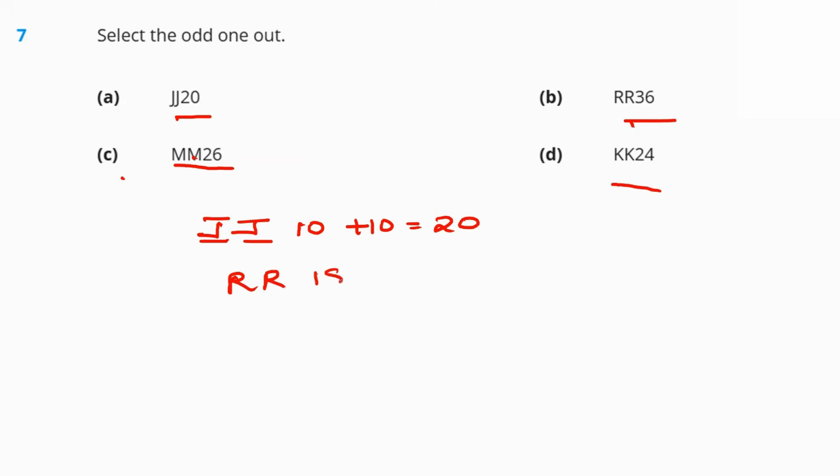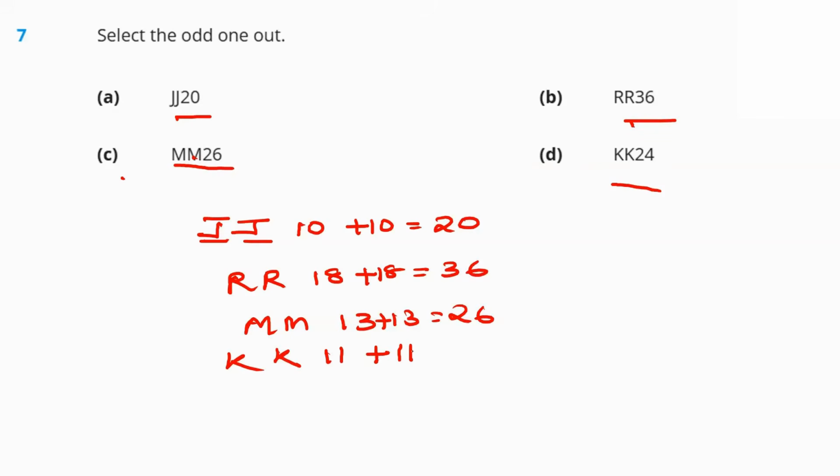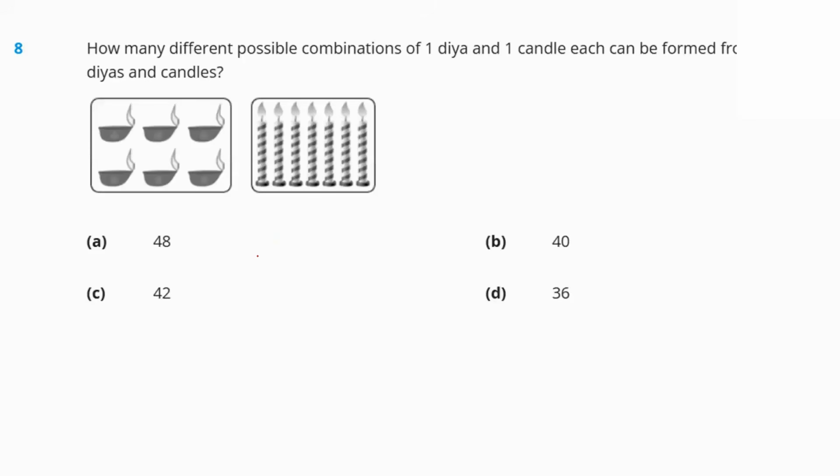R is the 18th alphabet. So 18 plus 18, 36. This also matches. M is the 13th alphabet. So 13 plus 13, 26. This also matches. As far as K is concerned, K is the 11th alphabet, so accordingly it should be double K 22. But in the question, it's given 24. So that's the odd one out, which does not match the position of the alphabet.